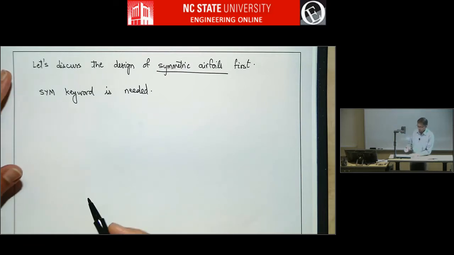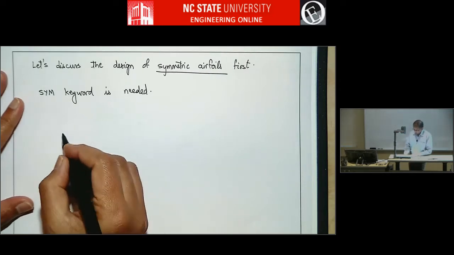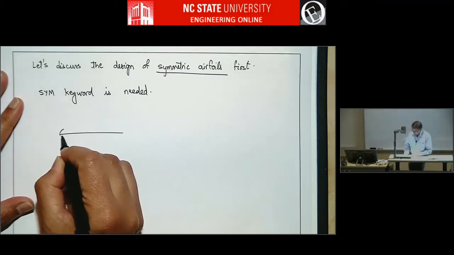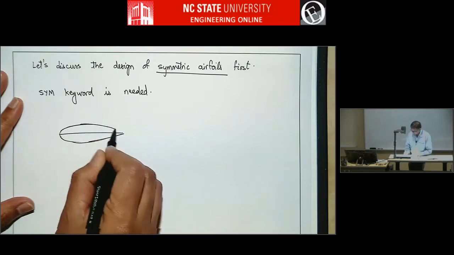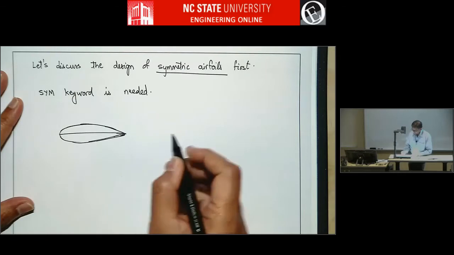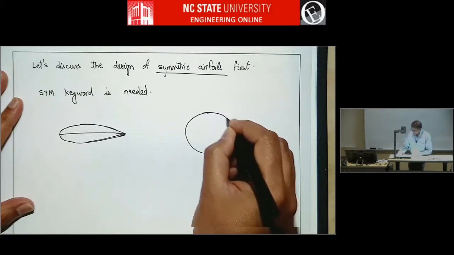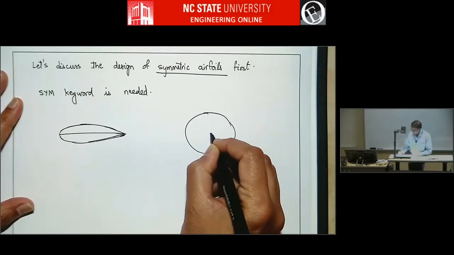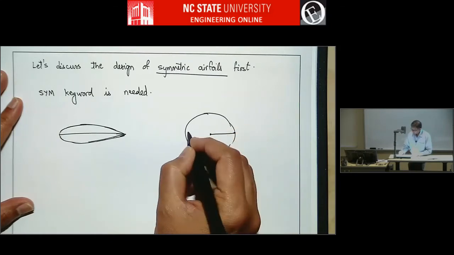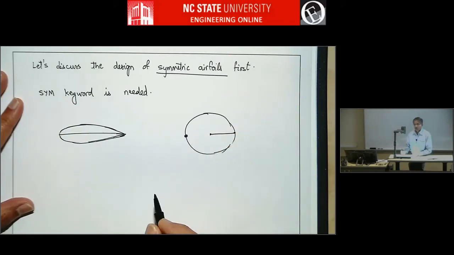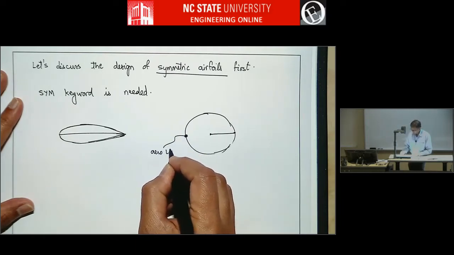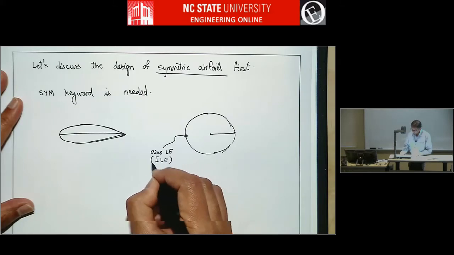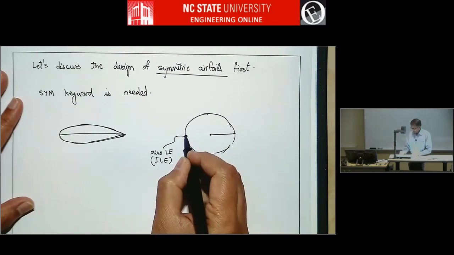So in a symmetric airfoil, upper surface and lower surface are mirror images, right? So your symmetric airfoil is going to look something like this. And because of symmetry, you should have the ILE, the aerodynamic leading edge, here. The ILE keyword should point to this.